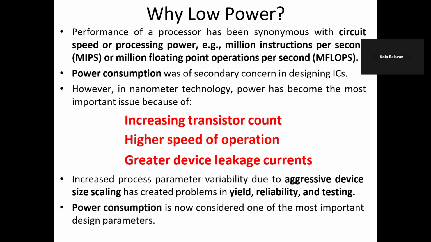Whenever a system has high speed, it obviously requires more power. So these two have a directly proportional relation. If they have high speed, definitely they require more power and have greater leakage currents. Whenever the technology is shrinking down, the leakage current is also more. That's why power consumption is considered one of the most important design parameters.